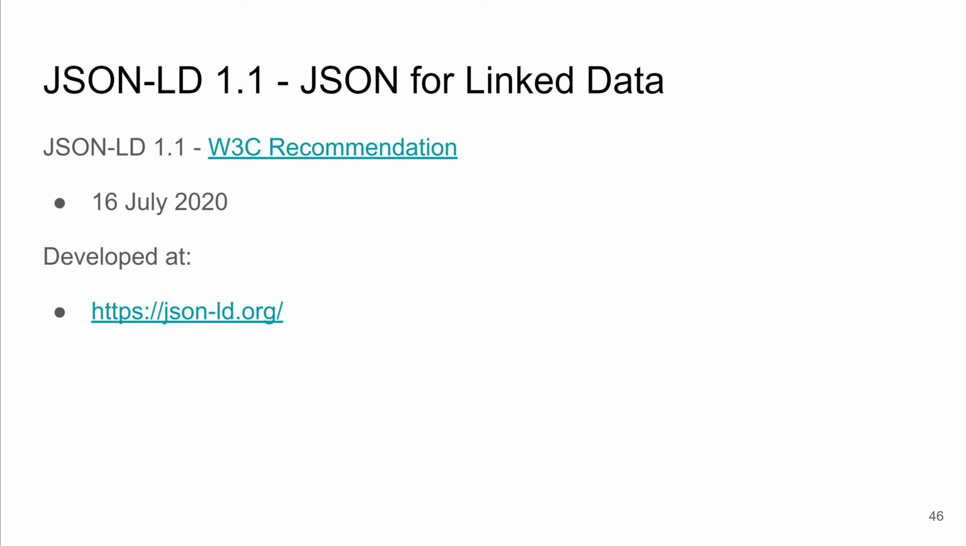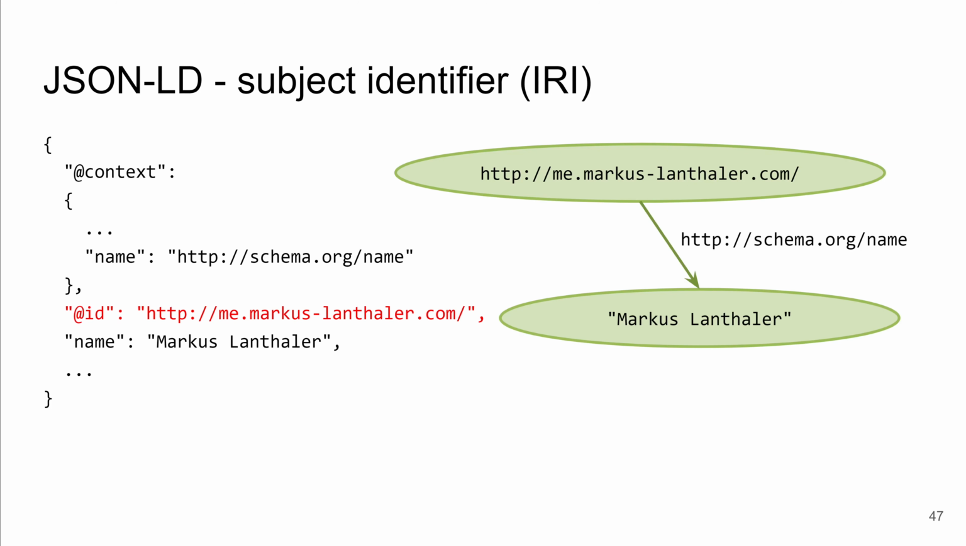JSON-LD is a web standard W3C recommendation, currently in version 1.1. It is developed at the JSONLD.org website, and as you can see, the JSON-LD 1.1 specification is quite recent. Before that, there was JSON-LD 1.0. But the goals of JSON-LD have not changed, just the possibilities of how to map the JSON data into RDF have been extended. And so we'll start with something simple.